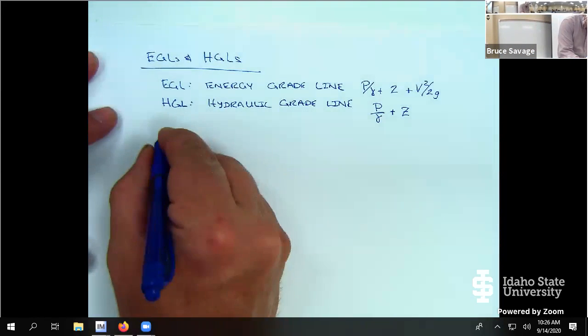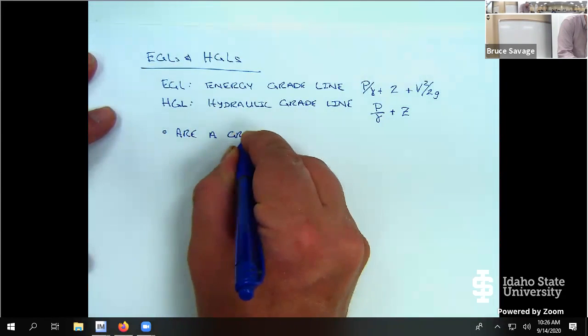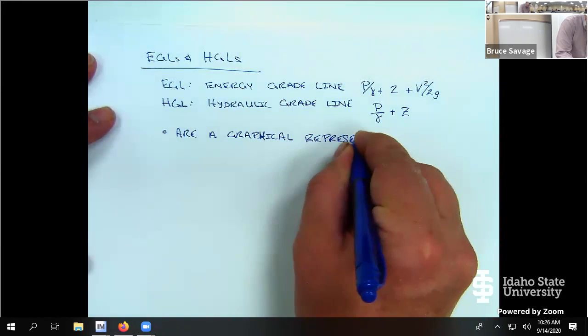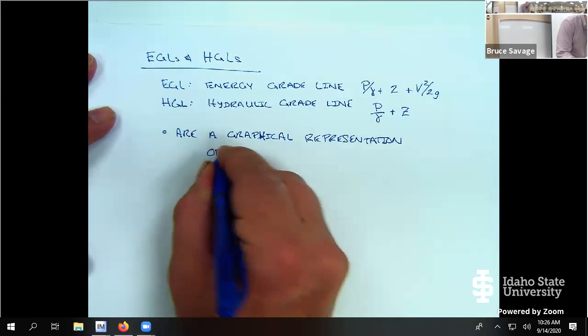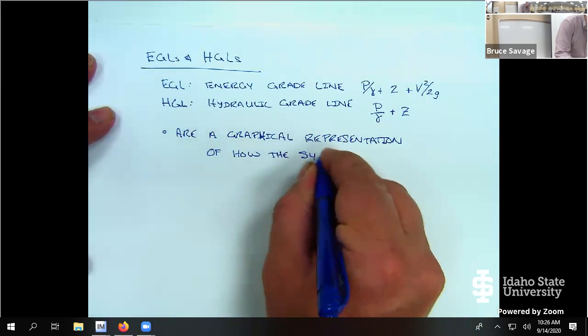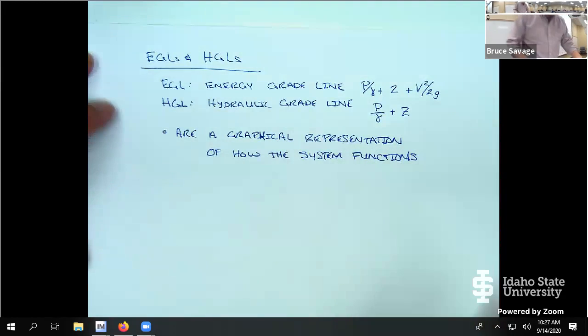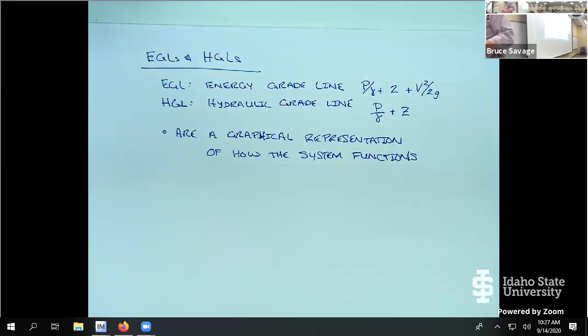Now EGLs and HGLs are a graphical representation of how the system functions. Okay. Graphical representation on how the system functions. Now, a lot of students tend to think that this is an academic exercise. We only do this because we're in school. They don't use this out in practice, but that is not true. Now, you're not going to do design with numbers off EGLs and HGLs, but they provide a method of looking at a system and at a glance knowing exactly what's going on and identifying key areas that you need to be concerned about.